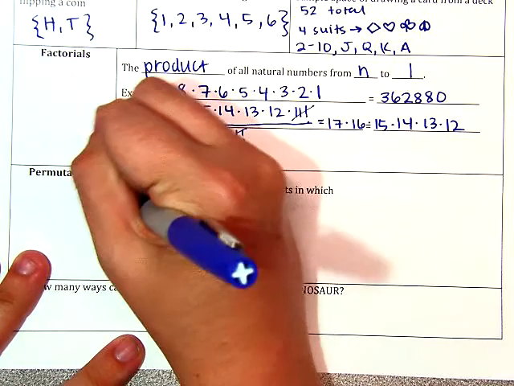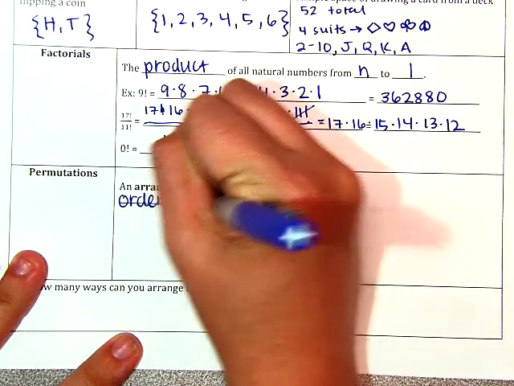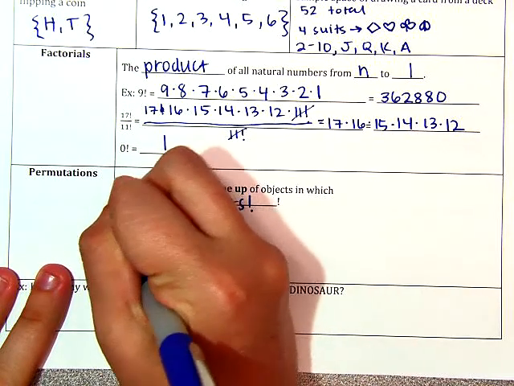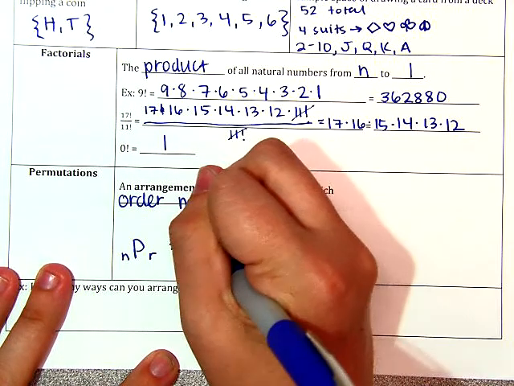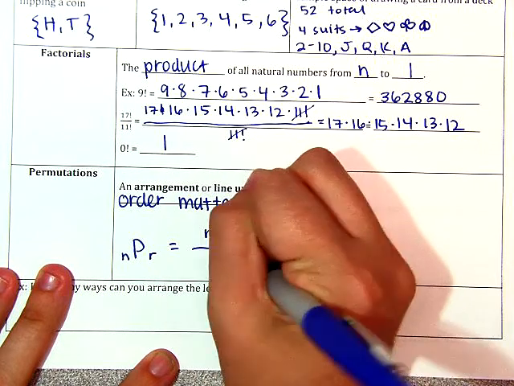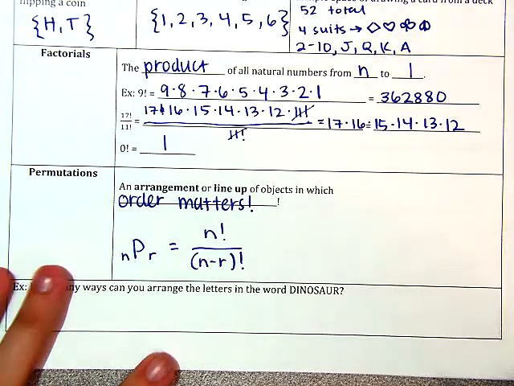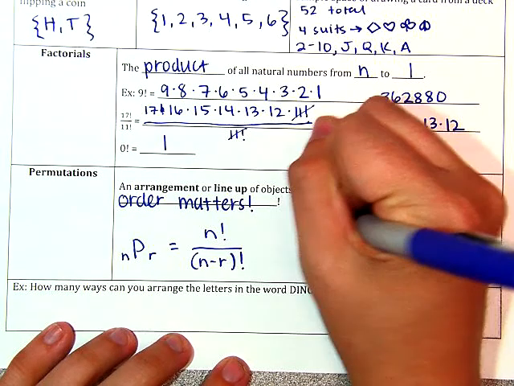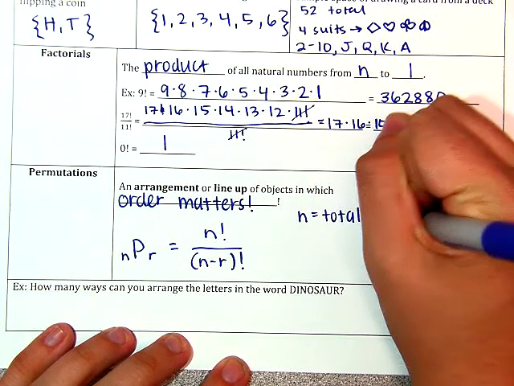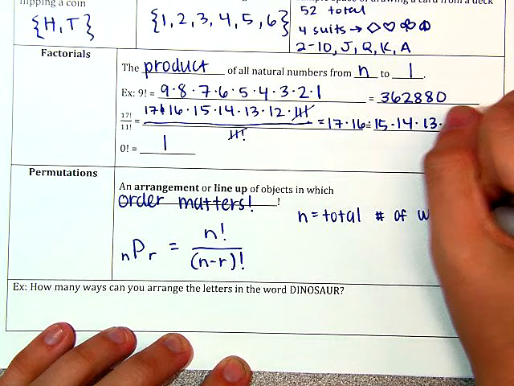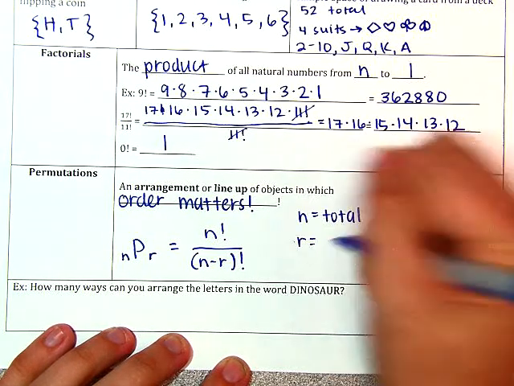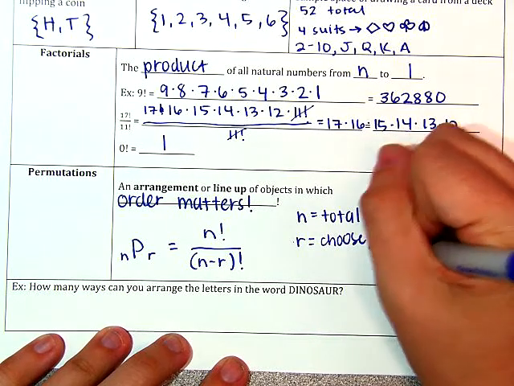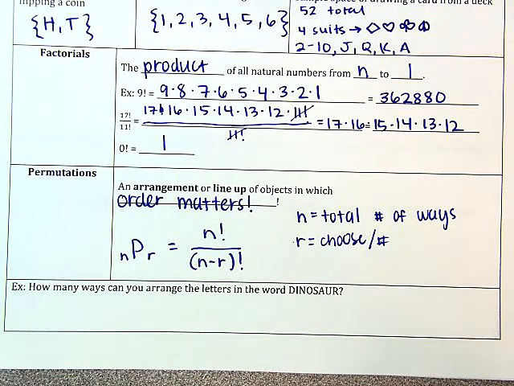Permutations, an arrangement where order matters. Here's your formula, and I'll show you the button on the calculator. n factorial divided by n minus r factorial. There's your formula. n is the total number of ways. r is what you're choosing, that number, which will make sense in a sec.